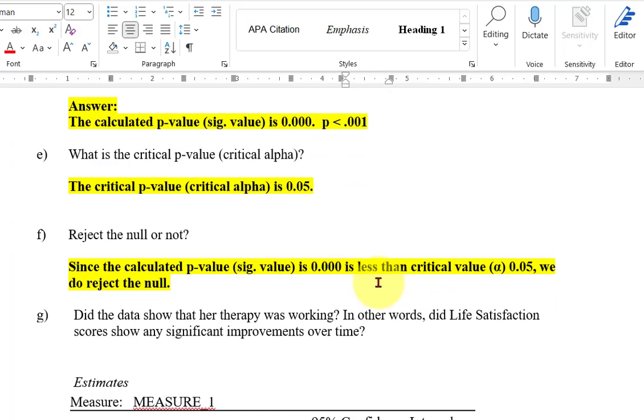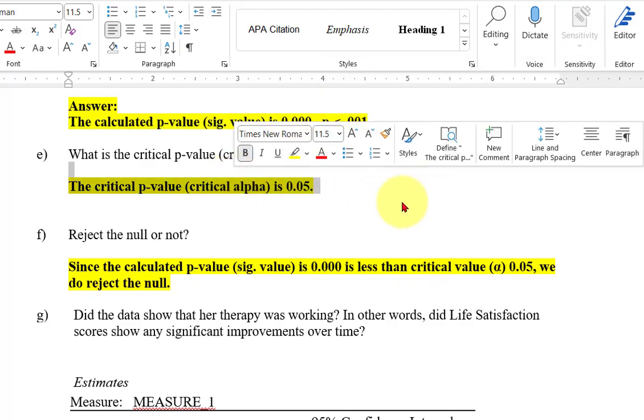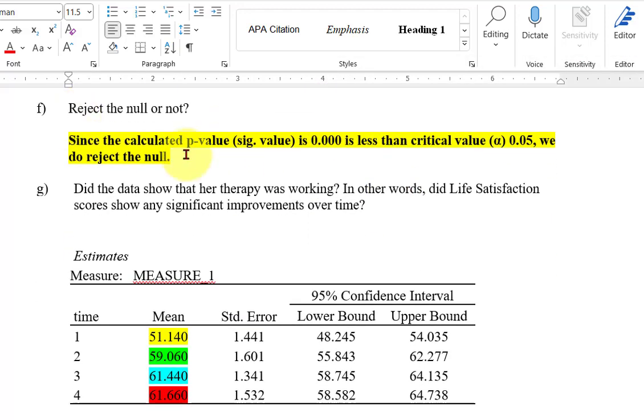Right, the less than 0.001 is the calculated p-value. Again, the critical alpha 0.05. You're never going to forget that again. And yes, you reject the null. And did the data show that her therapy was working? In other words, did life satisfaction scores show any significant improvement over time?